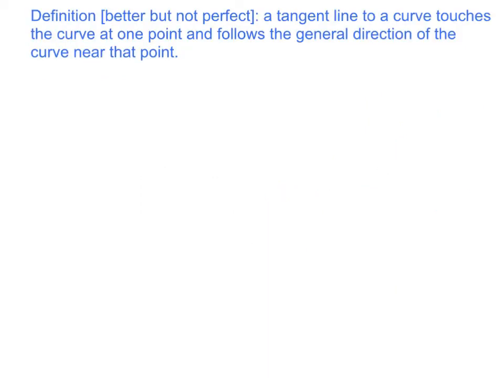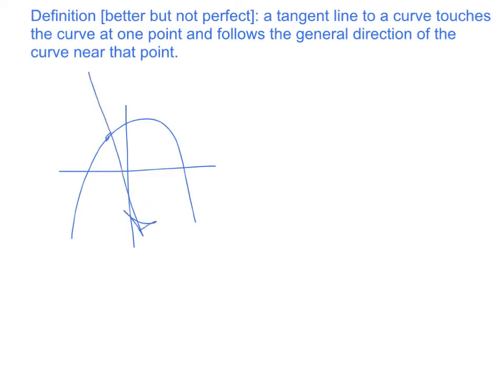So here's our better but not perfect definition. A tangent line to a curve is one that touches the curve at one point and then follows the general direction of the curve near that point. And so that sort of means a tangent line isn't just like, woohoo, I hit once, because at least you have to be going in the right direction.